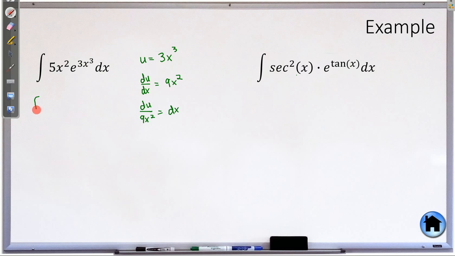Plug all that in. 5x squared e to the u du over 9x squared. The x squareds cancel each other out, but the 5 over 9 does not. You can bring that to the outside, times the integral of e to the u du, and that's where we can use our new property, and you get 5 over 9 e to the u, but plug back in your x's, and don't forget plus c.